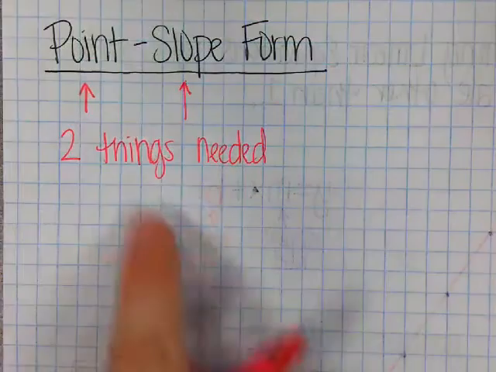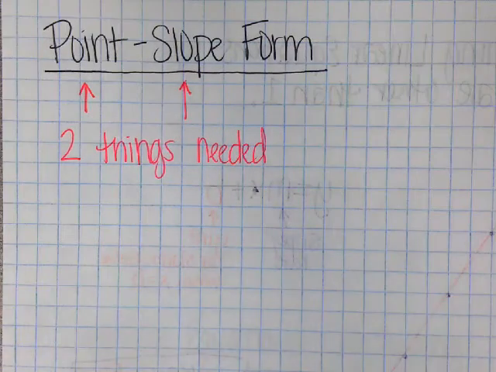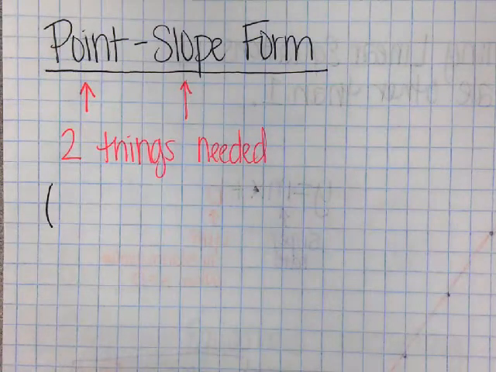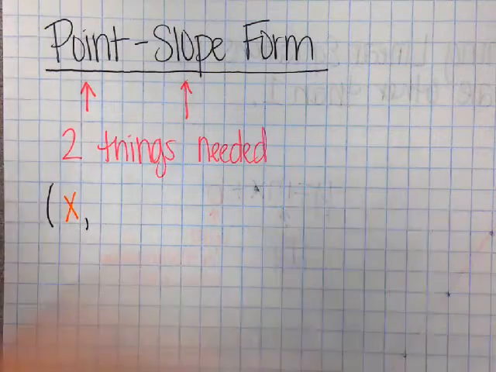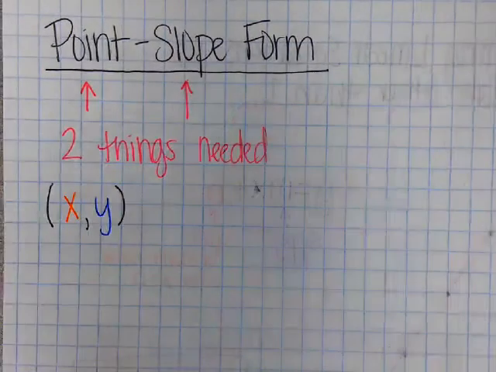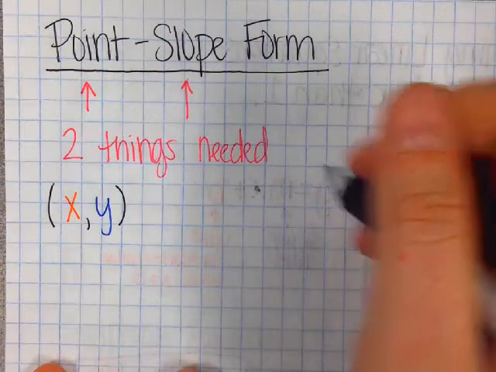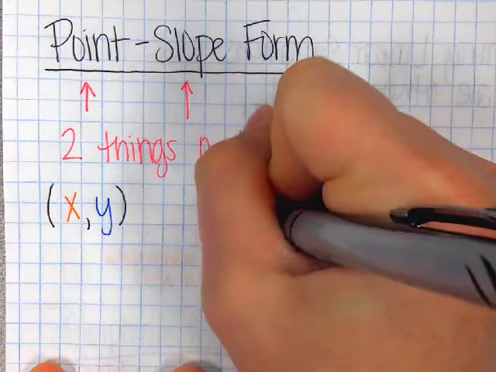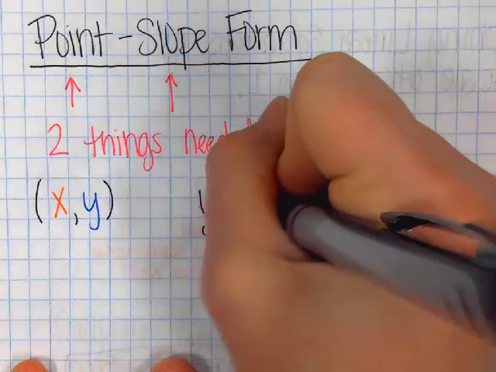The two things needed are point and slope. So you will always, like I said, need a point. It's going to be set up like a coordinate, x, comma, y. And then the equation, and it seems weird, but once you do it a little bit, it's actually not too bad. So x comma y, and then you're going to do y. Remember, equations always have a y in them. So it's y minus the y coordinate.